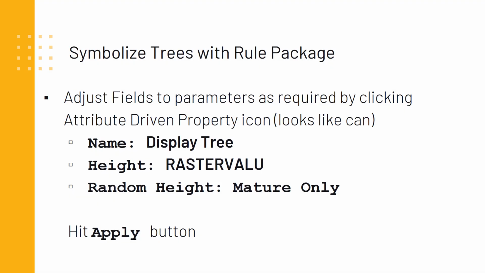Okay, now we need to adjust the fields based on the parameters as required by clicking on the attribute driven property. That's the icon that looks a bit like a can. So for the name, click on the can and choose the display tree field. For the height parameter, choose raster value. So that is the one that had the height of the trees in it. For the random height, change it to mature only from the drop down. Click the apply button and take a look at what you have.